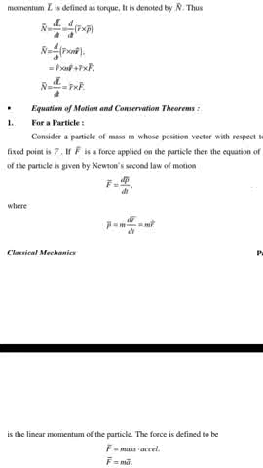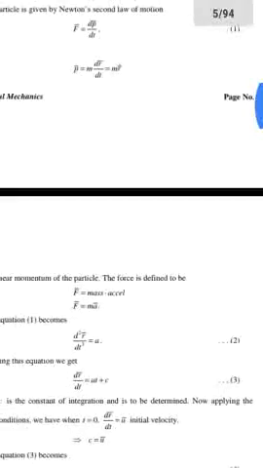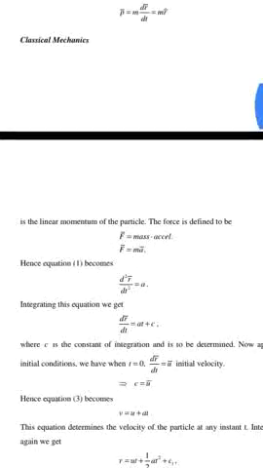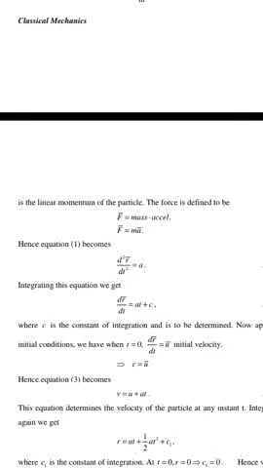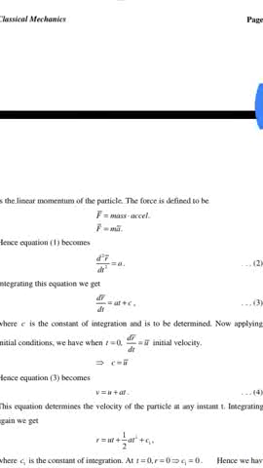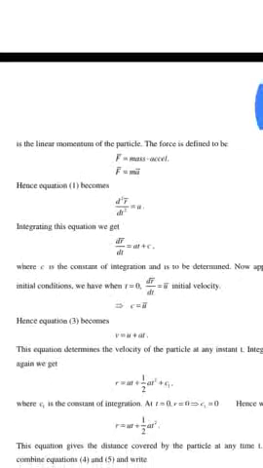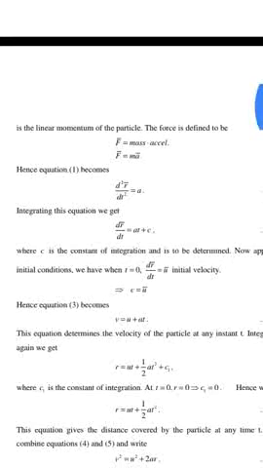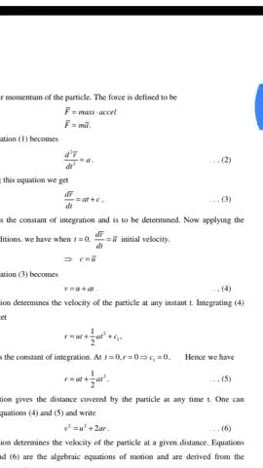F bar is equal to dp bar by dt, where p bar is equal to m dr bar by dt is equal to m r bar dot, and is the linear momentum of the particle. The force is defined as F bar is equal to mass into acceleration, F bar is equal to m a bar. Therefore, d2r bar by dt square is equal to a, and integrating, dr bar by dt is equal to at plus c, where c is the constant of integration and is to be determined.